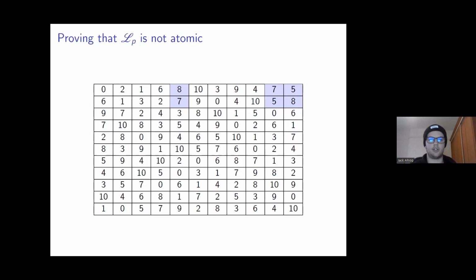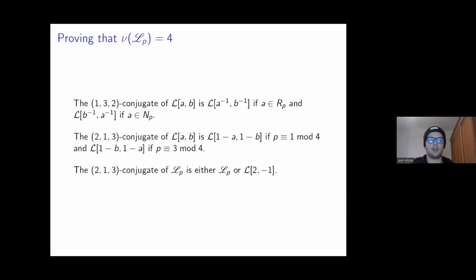And we showed that this is true always. We showed that every row permutation of the 3-2-1 conjugate of L_p contains a 3-cycle, except when p is 19. And so that says that the 3-2-1 conjugate of L_p is not Row-Hamiltonian unless p is 19 or p is 3. And so the Latin squares are not atomic in this case. And so we know that nu of L_p is either 2 or 4.